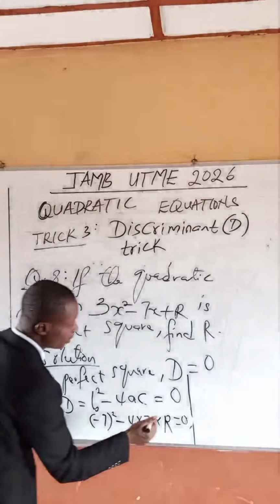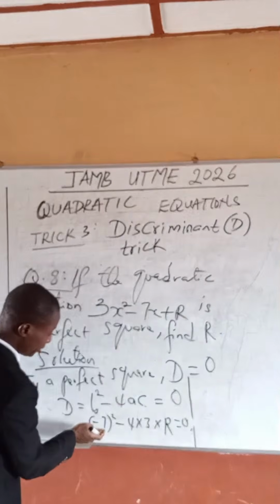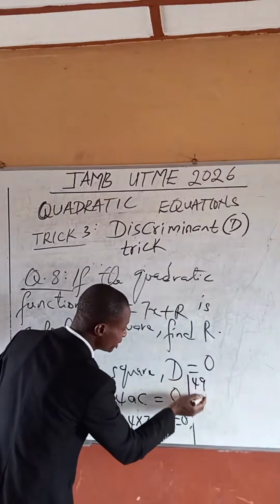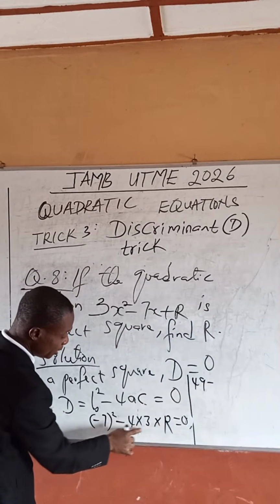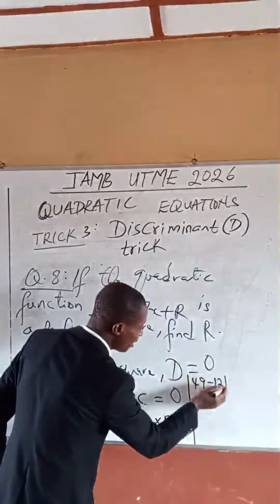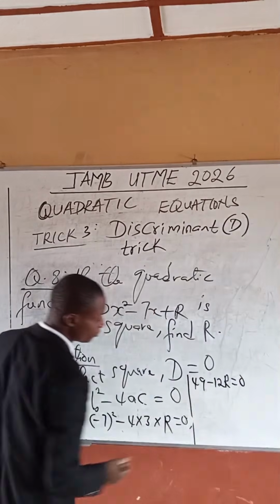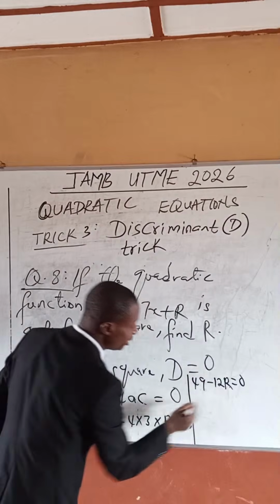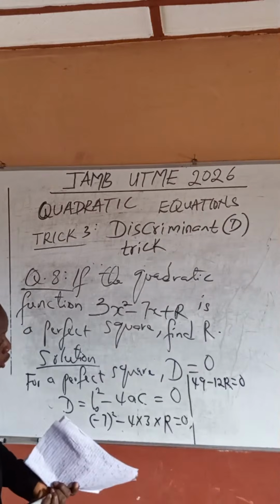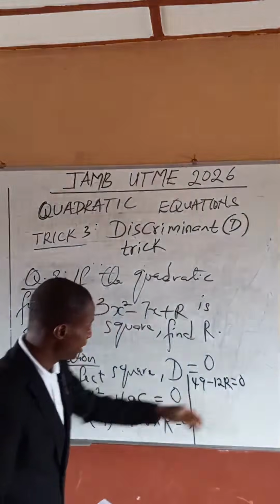What is minus 7 squared? If you square minus 7, you get 49, right? That's 49. 49 minus 4 times 3 is 12, so 12r is equal to 0. Please, if you can see it very well, let me know, okay? I hope everything is going on well here.